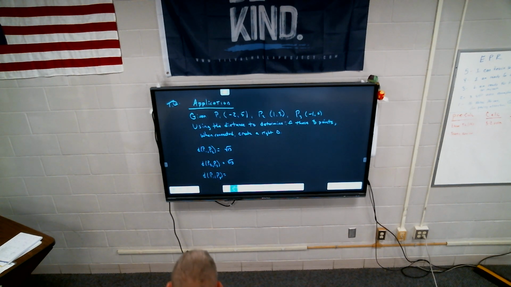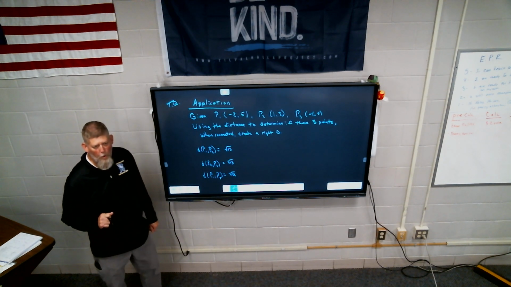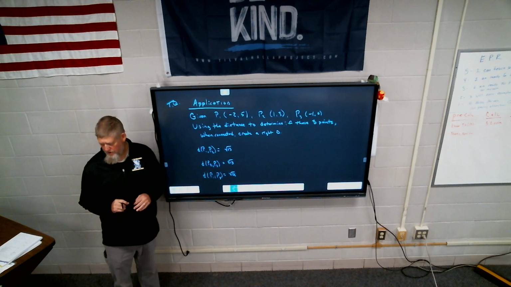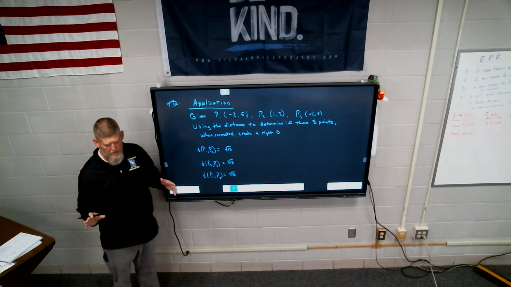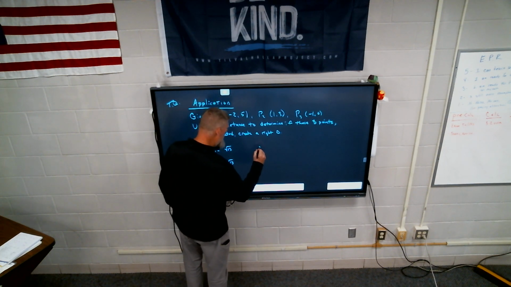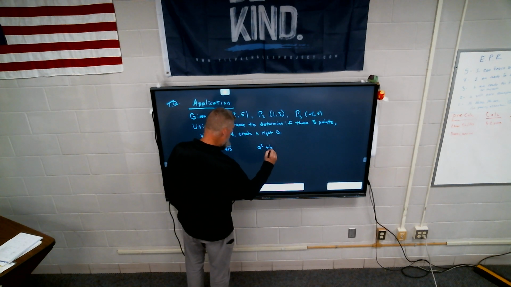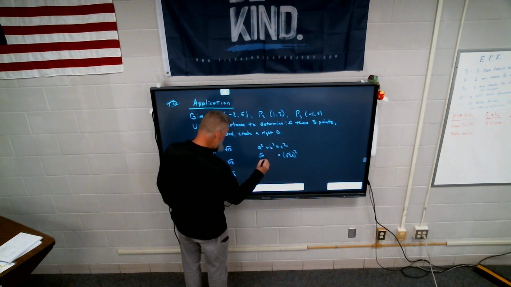So, do these 3 side lengths create a right triangle? Well, let's see. Which one of these would be the hypotenuse if it was a right triangle? Why the square root of 26? Because it's the longest, right? So if I did a squared plus b squared equals c squared, c would have to be the square root of 26. Therefore, the other 2 would have to be the legs.